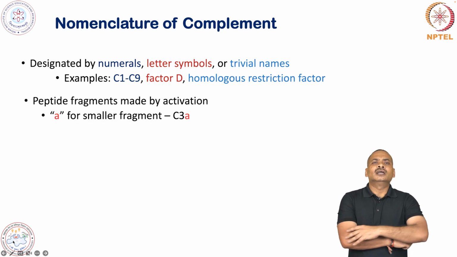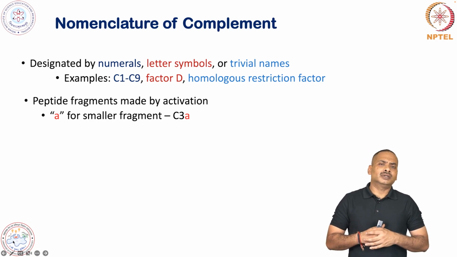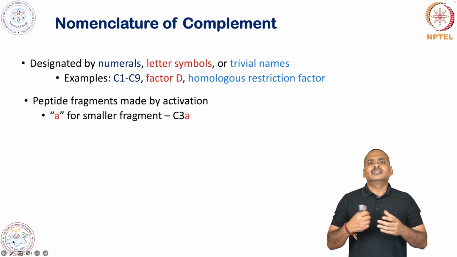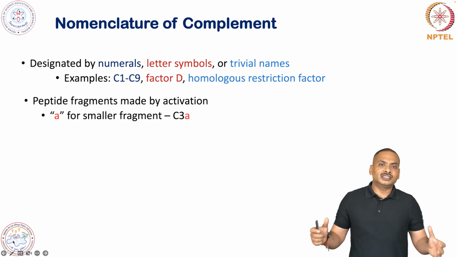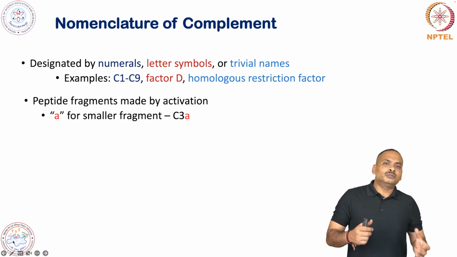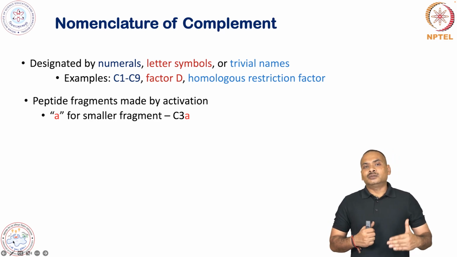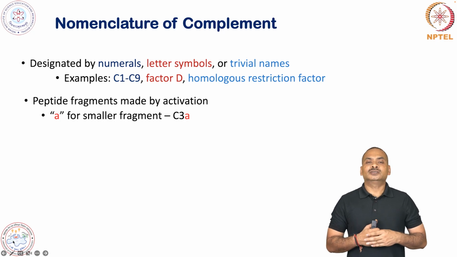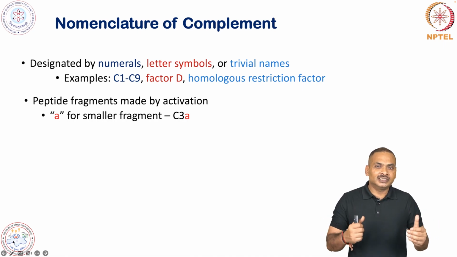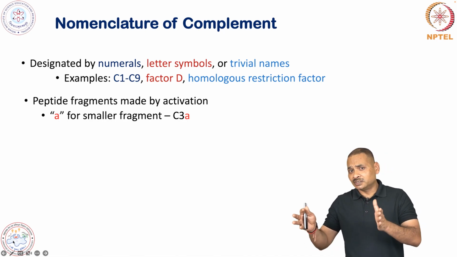Generally, when a complement gets cleaved or proteolytically activated by a previous complement, it breaks into two fragments. Generally, one is a larger component and another is a smaller component. The smaller component is in general designated by a. For example, there is complement C3, and if C3 is activated, then it will make two fragments: C3a, which is the smaller fragment, and C3b, which is the larger fragment.